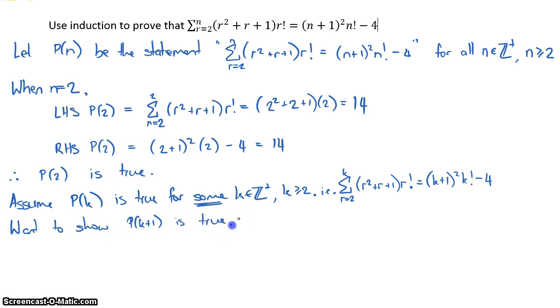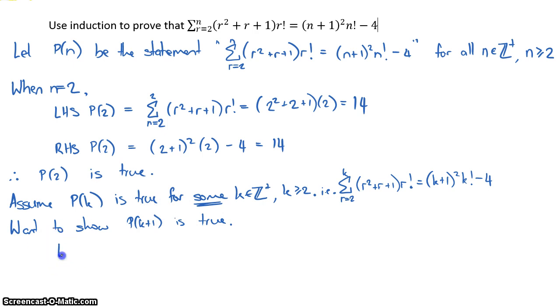Why? Because it's like the domino effect. If P2 is true and Pk implies Pk plus 1, then since P2 is true, that means P3 must be true, and therefore since P3 is true, P4 must be true, and since P4 is true, P5 must be true, and then 5 means 6, 6 means 7, 8, 9, and so on and so forth. So if I can prove that Pk implies Pk plus 1, and I know P2 is true, that means it's going to be true for everything bigger than or equal to 2. They will all drop over like dominoes. So I want to show Pk plus 1 is true.